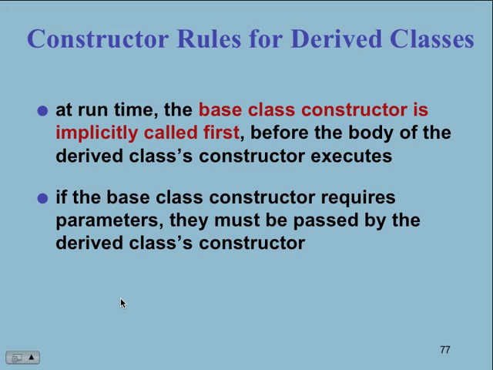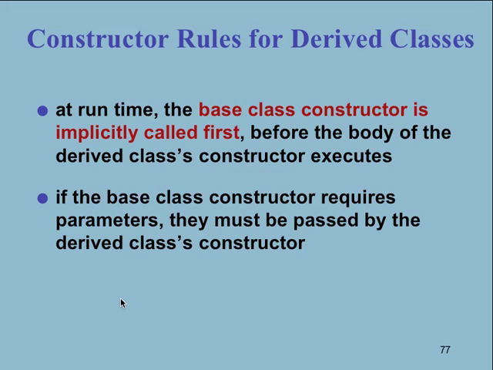We have some constructor rules on derived classes as well. As I mentioned, the default constructor, user-defined. Multiple constructors that we can create. We can create more than one. Same thing in Java. So at runtime, the base constructor is called first. So everything starts from the base and works up. So the base goes first before the body of the derived class constructor executes. All of the constructors will execute.